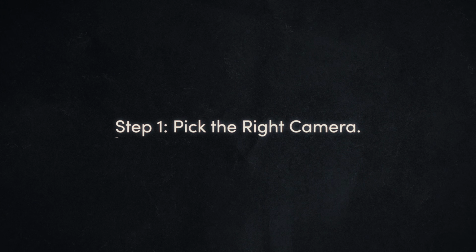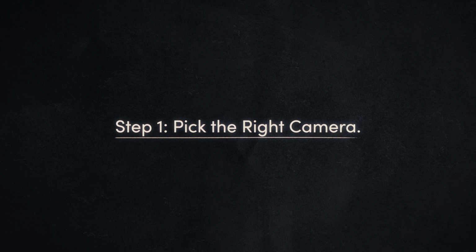If you're making YouTube videos on your phone, you already have one of the best cameras available. The problem is that most creators don't know that their default iPhone settings are making their videos look amateur. I'm going to walk you through the exact settings I use to turn the iPhone into a pro level YouTube video camera. All right, so the first step is to pick the right camera.